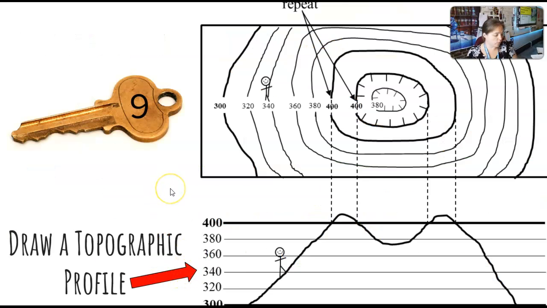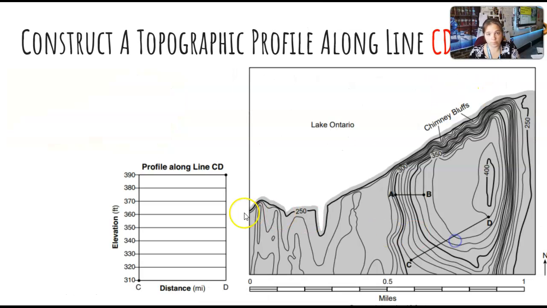Okay, so now we're getting to the harder part. We are going to draw a topographic map. So we're going to go from this 2D version to a 3D version, and we're going to construct it. You have this, and then you have this little thing right here. We're going to use both of them. You will need a scrap piece of paper so that you can draw this out. We're going to go from C to D, right there.